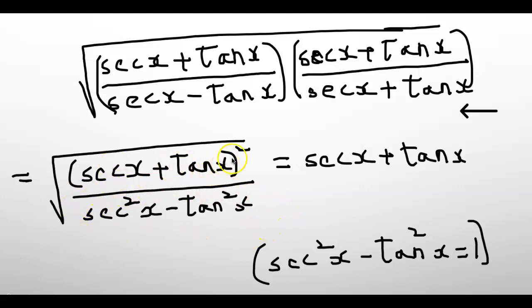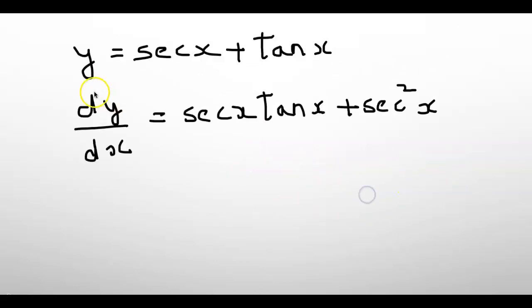Secant squared x minus tan squared x is 1. And root of (sec x plus tan x) the whole squared is sec x plus tan x. So your y is actually sec x plus tan x. And dy by dx will be the derivative of sec x, which is sec x tan x, plus the derivative of tan x, which is secant squared x. So see how the complicated function reduced to a simpler form.